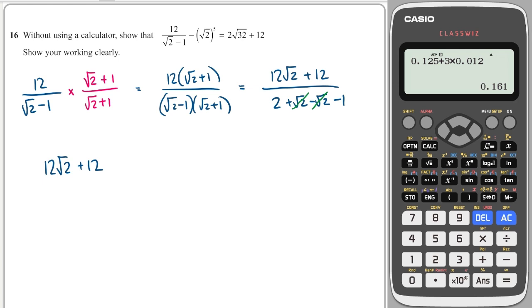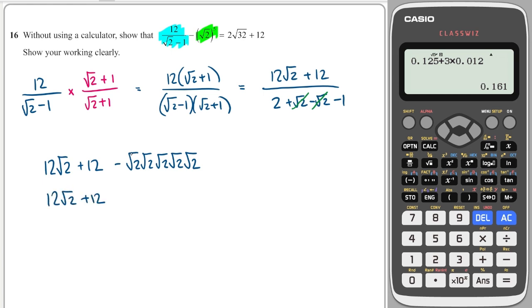And what have we got next? We've just done this part. Brilliant, but we've still got this minus root 2 to the power 5. So that is minus root 2, root 2, root 2, root 2, root 2. Okay, can we simplify that down?